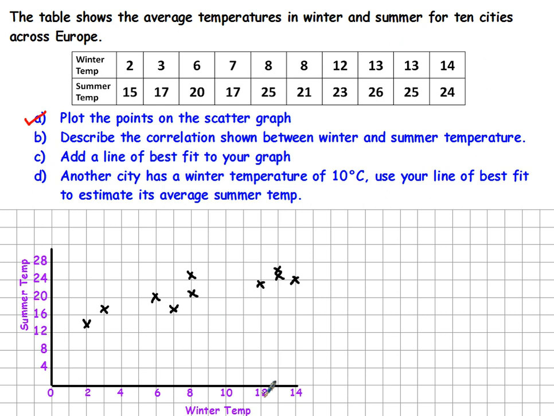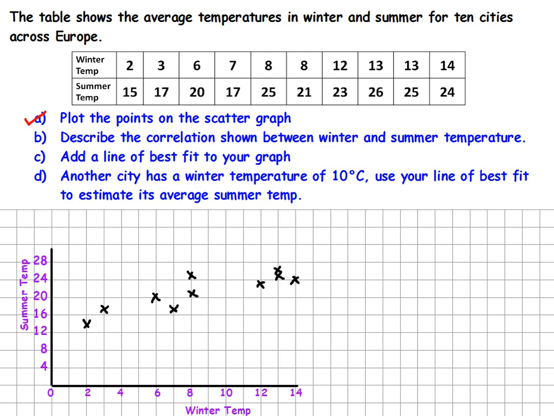We've got winter along the bottom, summer up the side, and we've plotted all the points. Little crosses along. You might have to plot points accurately. That might be part of your GCSE questions. Next, describe the correlation shown between winter and summer.